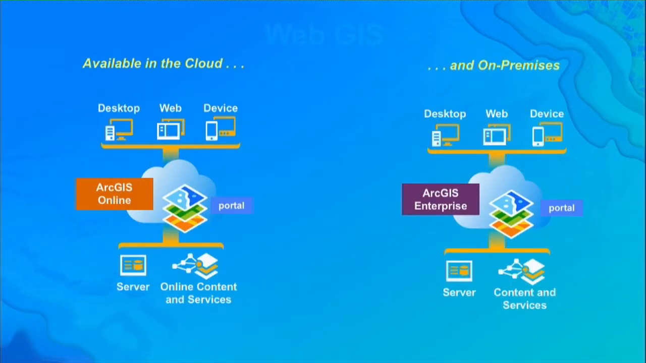So the Web GIS pattern can be implemented in 2 deployment ways. One is where it's available in the cloud. This is what we call ArcGIS Online. And the other is where it's behind the firewall in your premises, which we call ArcGIS Enterprise. But regardless of the deployment model, the portal software is the same, and your user's view of the portal is the same, and a developer's view of the portal is the same.